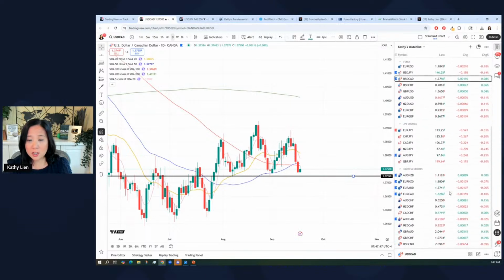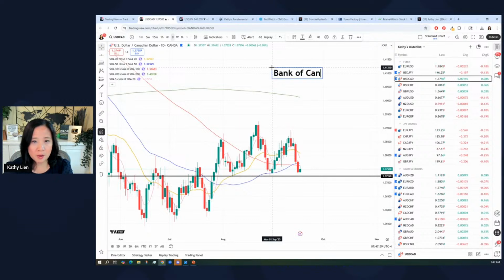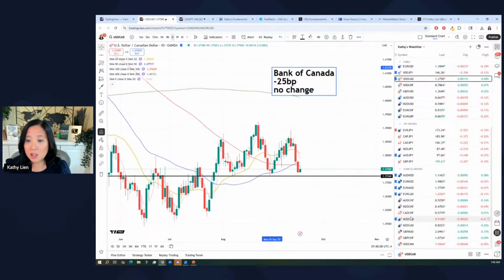So what are the trades? Well, let's take a look at some of the opportunities that we may have. Before we talk about it, let's talk about what the Bank of Canada could do. All right, so there's a couple of options. The market is expecting 25 basis points. So the obvious: if there's no change, the Canadian dollar will soar. What will the Canadian dollar soar against?